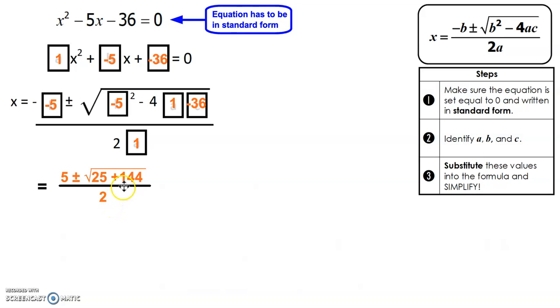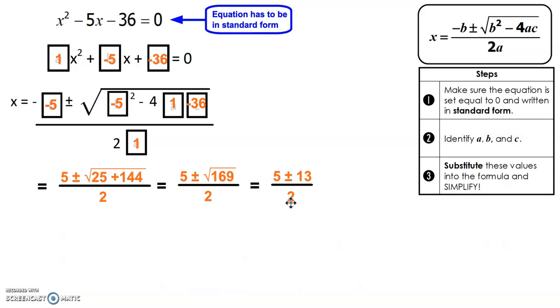Now I need to simplify this. So I'm using order of operations. I need to add the 25 and 144 together to get 169. Now I can take that square root, and that's going to give me 13. So here, notice I have 5 plus or minus 13, all over 2.